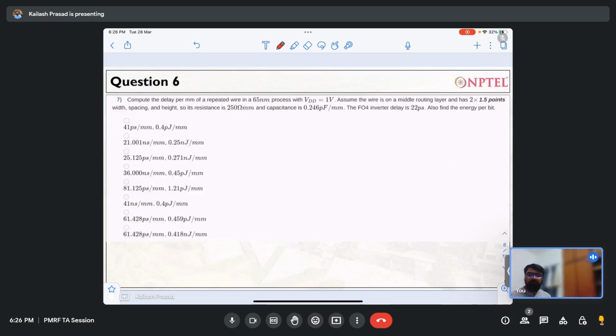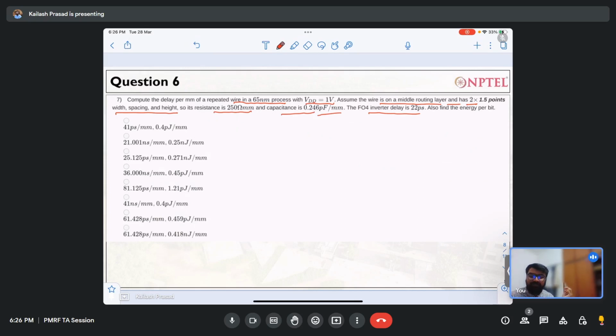Now, moving to another question: compute the delay per mm of a repeated wire in a 65 nanometer process with VDD equal to 1 volt. Assume the wire is on a middle routing layer and has twice the width, spacing and height. Its resistance is 250 ohm per millimeter. The capacitance is 0.246 picofarad per millimeter. The FO4 inverter delay is 22 picosecond. So a lot of information is given, and we have to find out the energy per bit.